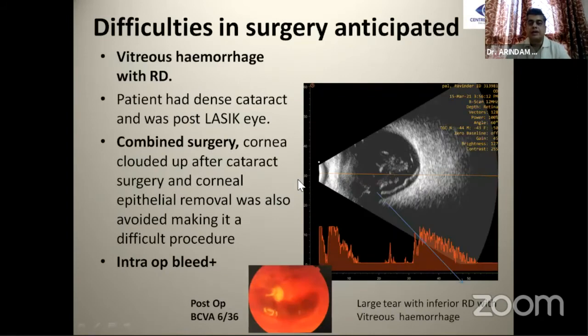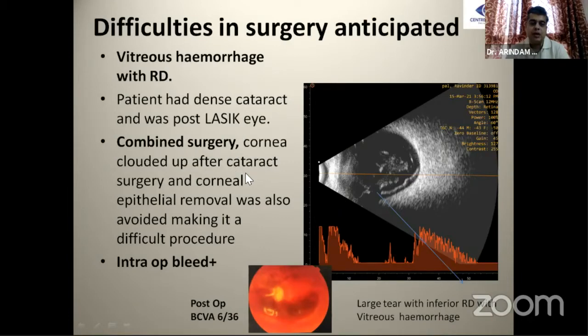But here, in certain cases, we may anticipate difficulties based on the ultrasonographic picture, like this gentleman had come with a vitreous hemorrhage with an inferior RD with a big tear here. And this patient also had dense cataract and was a post-LASIK eye. So we had to go for combined surgery.